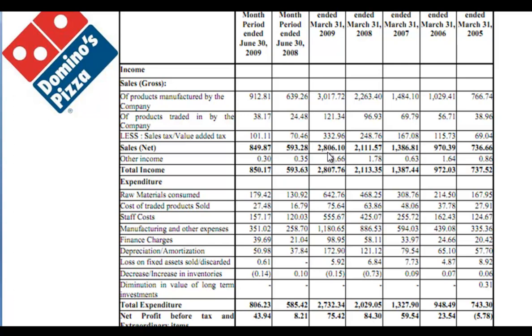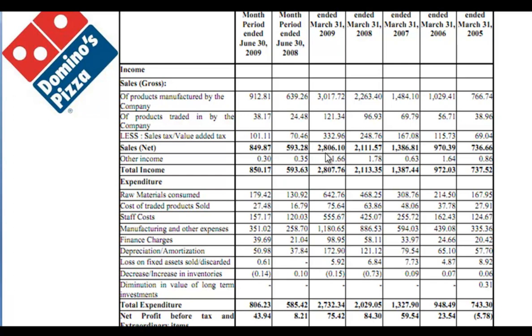Now, this statement right here is actually in millions. It's in rupees, it's in millions. So it's not as if, for example, in 2009 Domino's made 2,800 rupees in income. No, this is actually 280 crores. This is Domino's in the financial year 2009, made 280 crores in revenue.